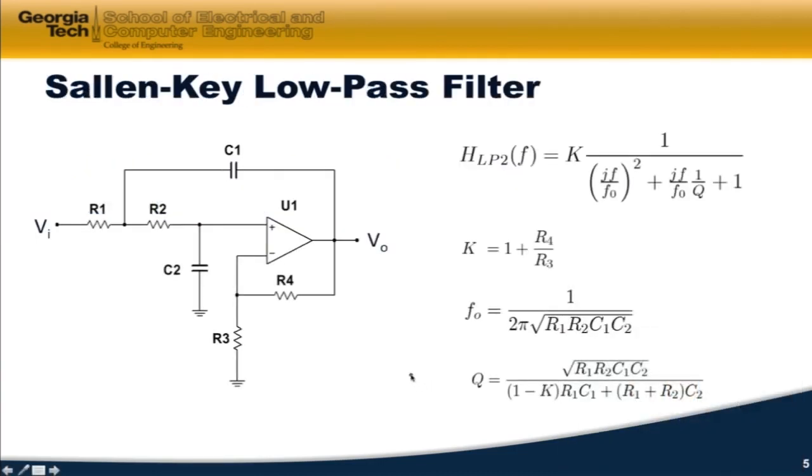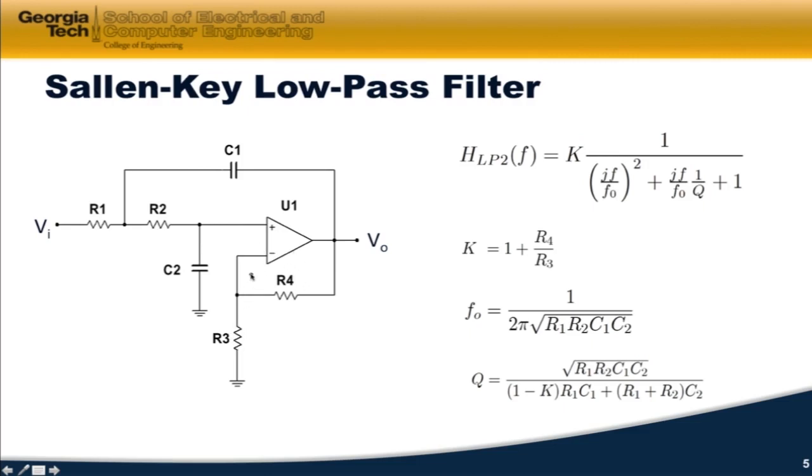Here I've drawn the circuit schematic for what is known as a Sallen-Key low-pass filter circuit. Sallen-Key refers to this topology, this interconnection of resistors, capacitors, and this op-amp. You can identify this portion of the circuit as a non-inverting op-amp amplifier that you've seen before, where the gain from the non-inverting terminal to the output is equal to 1 plus R4 over R3.